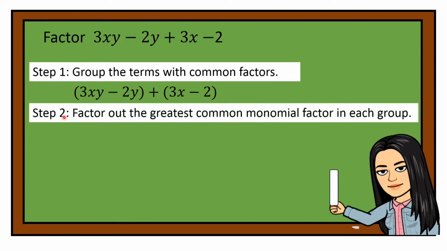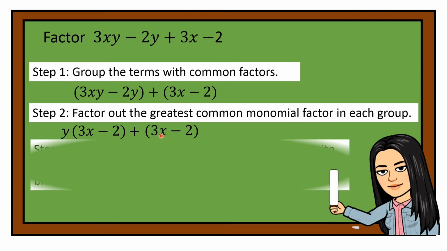Next step, factor out the greatest common monomial factor in each group. So in the first group, our greatest common monomial factor is y. So 3xy divided by y, and then 2y divided by y. Our quotient is 3x minus 2. Copy the operation which is addition. And then, in the group 3x minus 2, we don't have a greatest common monomial factor. So, all we have to do is to copy 3x minus 2.